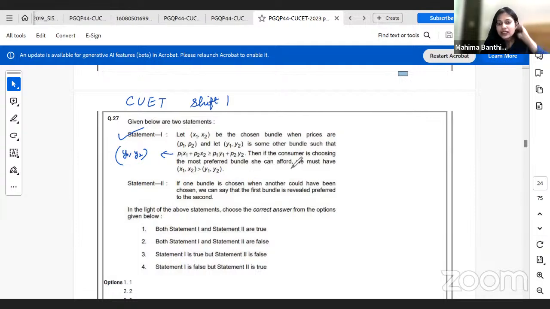But the line here says that if the consumer is choosing the most preferred bundle, then yes, x1, x2 has to be preferred to y1, y2. The second statement is if one bundle is chosen when another could have been chosen, we can say the first bundle is revealed preferred to the second, and that is also true. If one bundle is chosen and the other is affordable, then the first is revealed preferred to the second one. So both the statements are true.